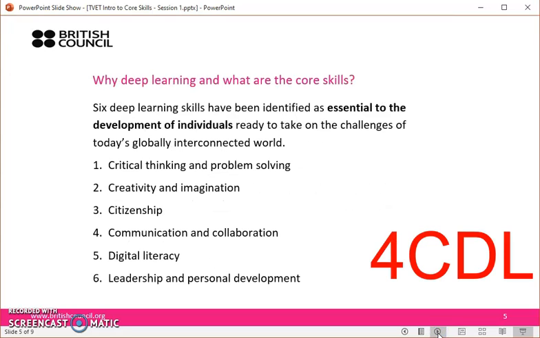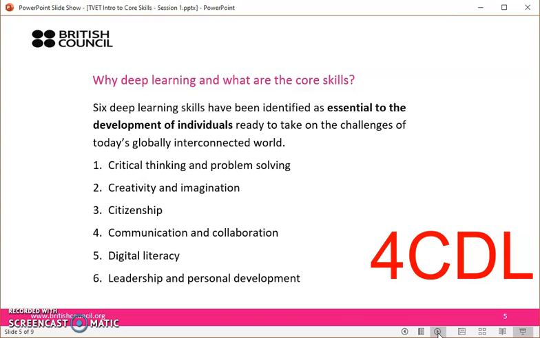learners' core skills. The 6 core skills are critical thinking and problem solving, creativity and imagination, citizenship, communication and collaboration, digital literacy, and leadership and personal development. I use 4CDL to remind me of the 6 core skills. The 4C refers to the first 4, which start with the letter C: critical thinking and problem solving, creativity and imagination, citizenship, communication and collaboration. The next one starts with D, digital literacy, and the last one starts with L, leadership and personal development, sometimes referred to as student leadership and personal development.